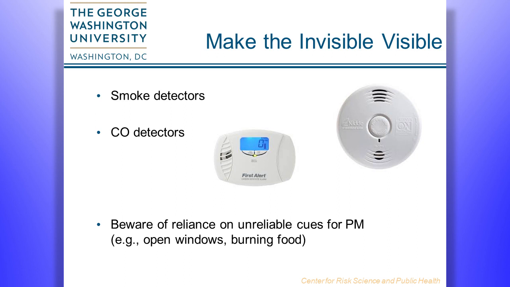One of the things that came out of the discussion of mental models is that part of the problem is people right now rely on what may be unreliable cues. They think in many ways, I don't have an indoor PM problem until I see smoke. And we recognize that when you're seeing smoke, the particulate matter concentrations are really high.